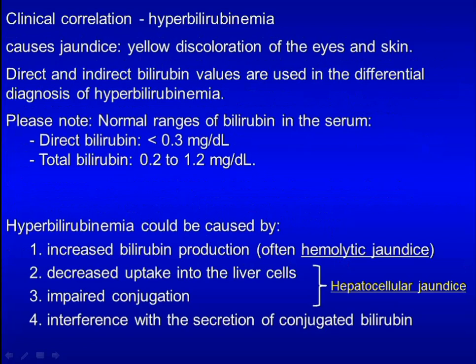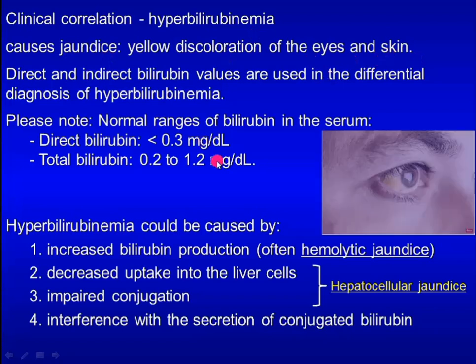Here is clinical correlation. Hyperbilirubinemia causes jaundice. It is yellow discoloration of the eyes and skin, as shown here. Direct and indirect bilirubin values are used in the differential diagnosis of hyperbilirubinemia. Normal range of direct bilirubin is below 0.3 mg per deciliter.